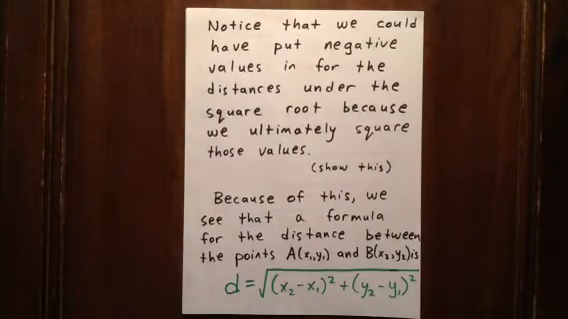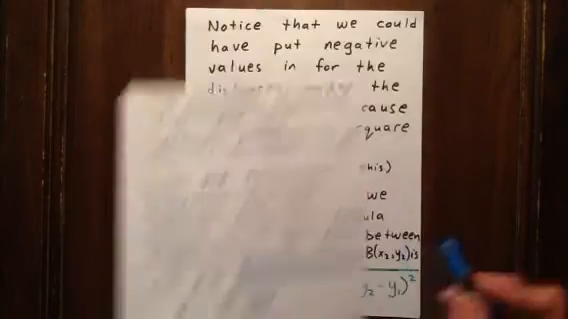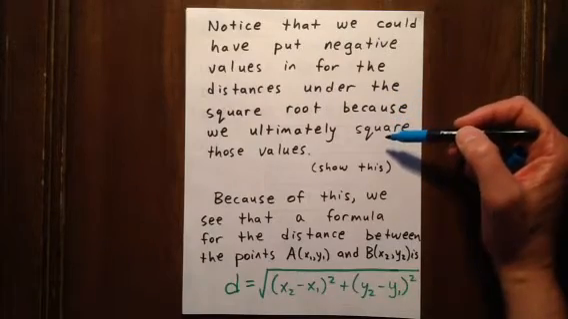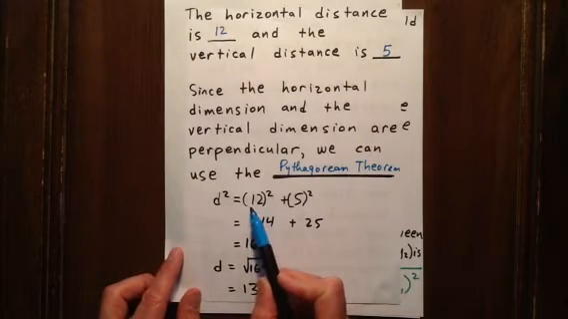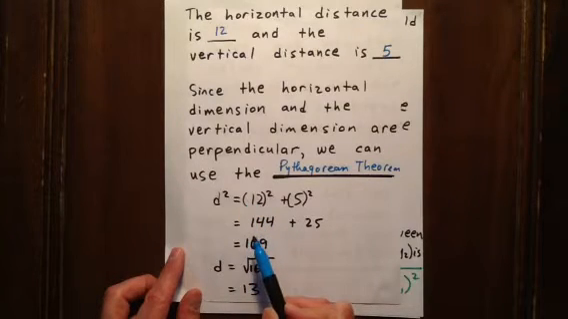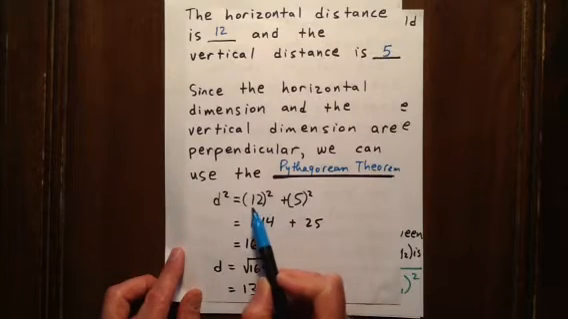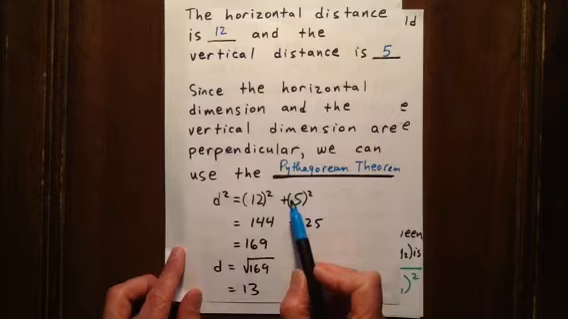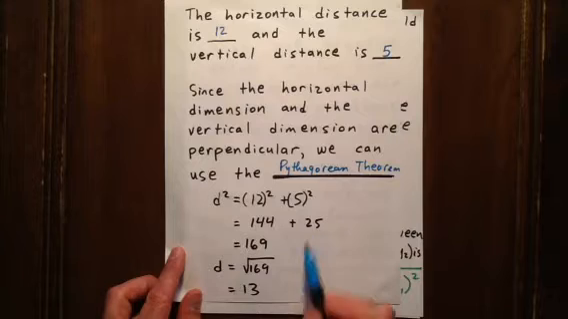Okay? But if you look back at the equation we had, we could have put negative numbers in here. We could have put negative values in for the distances under the square root because we ultimately square those values. So in other words, if I was to say that d squared was (-12) squared, I would have gotten 144 because -12 times -12 is 144. If I let it be 12, I still get 144. Same with y. I could have called that -5, and I still would have gotten positive 25 as my answer.